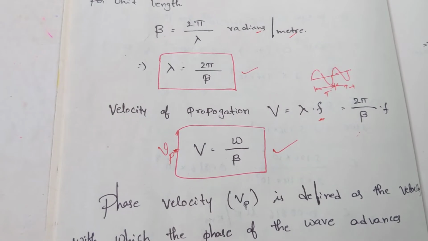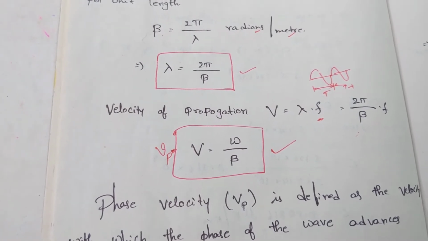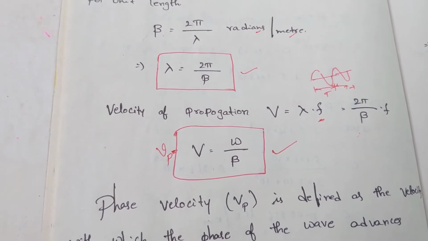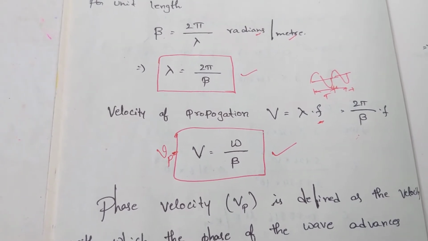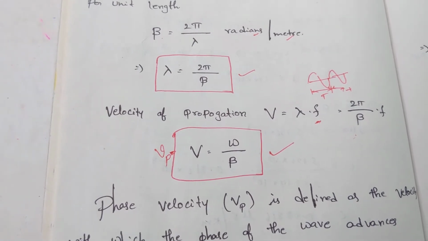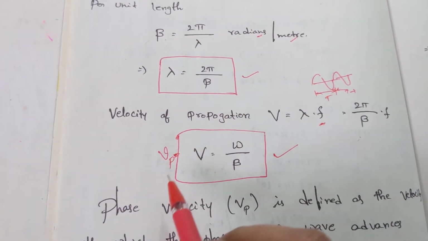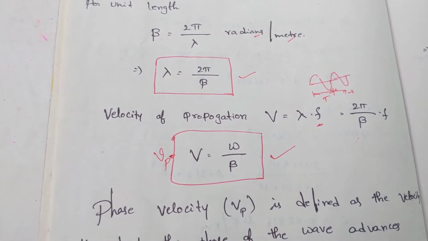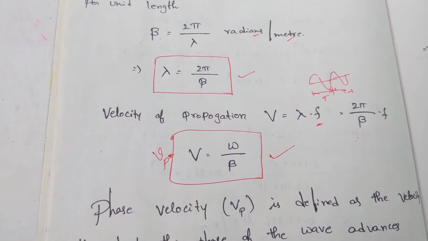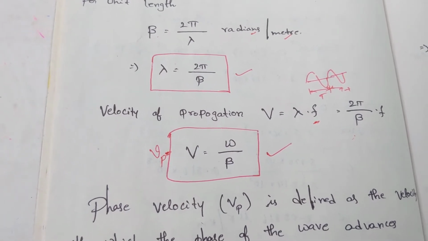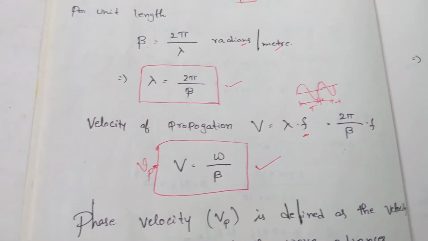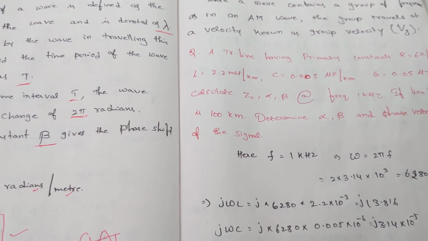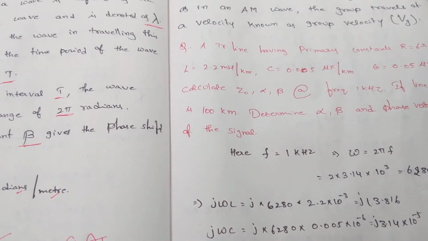The same thing happens if the waveform consists of multiple waves. That group of waves, the velocity at which they are traveling, we call it group velocity. So the main concept is your phase velocity. Whatever group of waveforms there are, if they are traveling with the same velocity, we call it group velocity. But the main important thing is how you are supposed to solve it in a numerical.